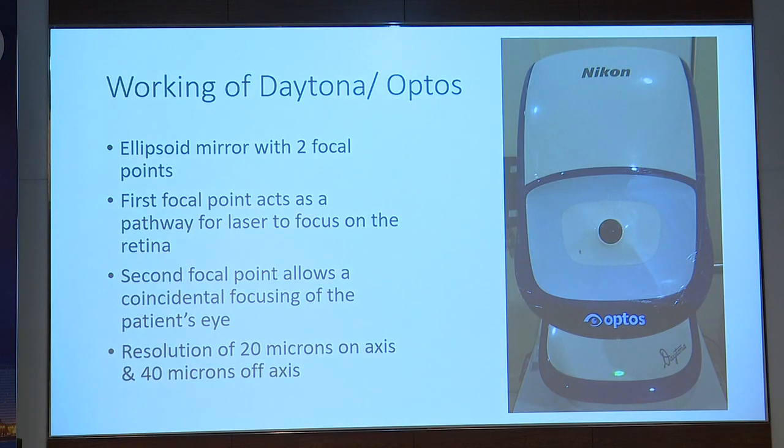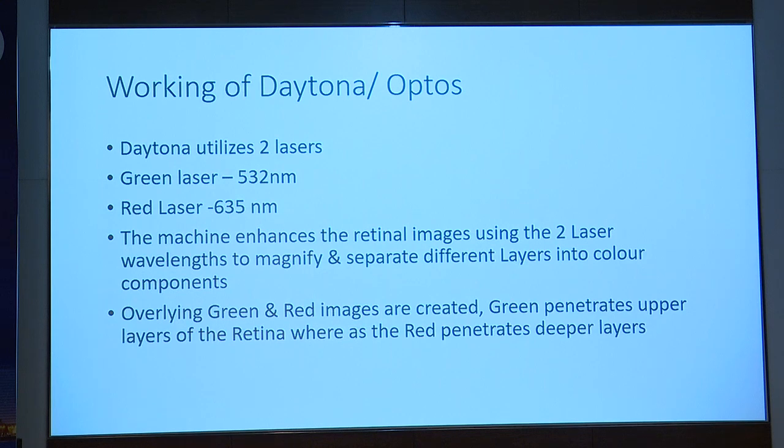So now, in very short, what is the principle? It is an ellipsoid mirror with 2 focal points. The first focal point acts as a pathway for laser to focus on the retina, and the second focal point allows the coincidental focusing of the patient's eye. The resolution is about 20 microns on axis and 40 microns off axis. It utilizes 2 lasers, the green laser of 532 nanometers and red of 635. The machine enhances the retinal images using the 2 laser wavelengths to magnify and separate different layers into color components, but these are pseudo colors.